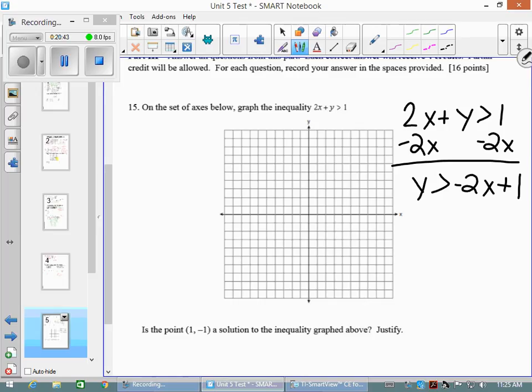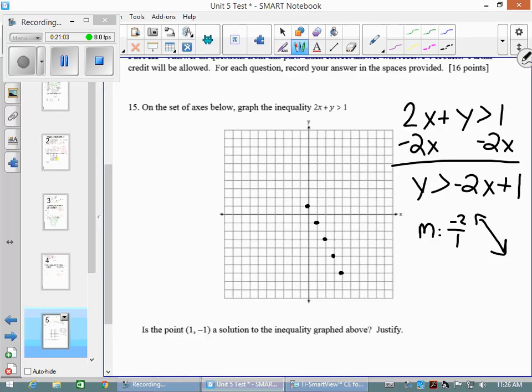And my slope is negative 2 over 1. So I should make sure that my line is decreasing, so I'm going to go down 2 over 1, down 2 over 1. Continue. If I wanted, I could also go up 2 and left 1.